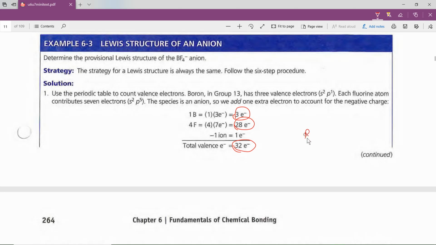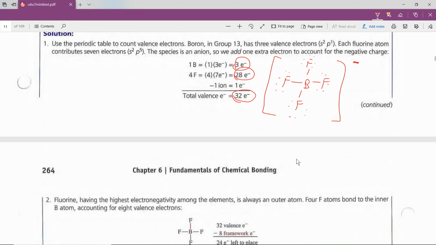So BF4-, I'm going to put boron in the center because halogens like to be at the end. Fluorine is also more electronegative than boron. For the Lewis diagram, I'm going to put a square bracket and a minus sign there. I'm going to make them all single bonds first. Then I'm going to satisfy the octet rule for the ligands. So 6, 12, 18, 24, 26, 28, 30, 32. I like to count the lone pairs and then the bond pairs. You count it any way you want, but just make sure to check your work and get the correct number. You can't have fewer or more electrons than what you're supposed to have. So this is a valid Lewis diagram for BF4-.